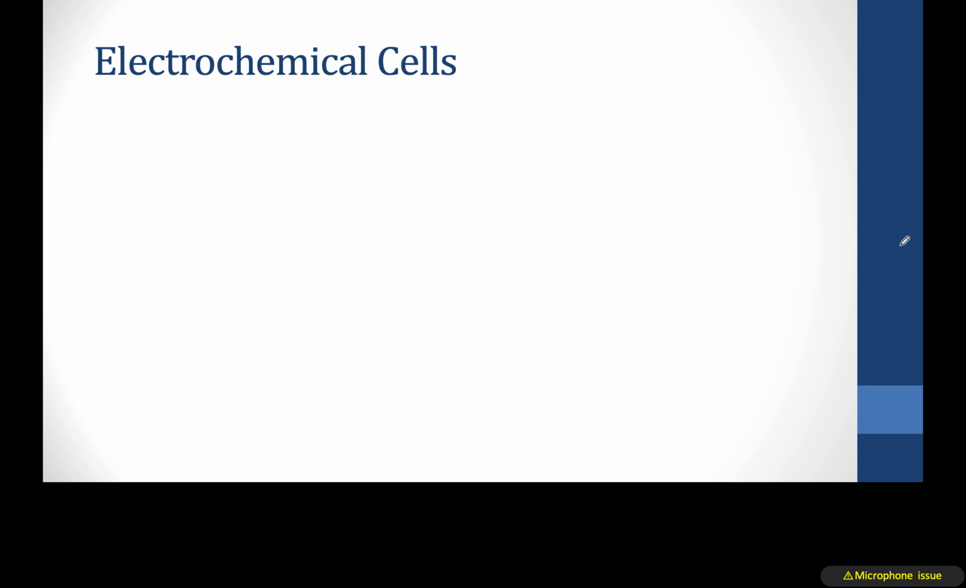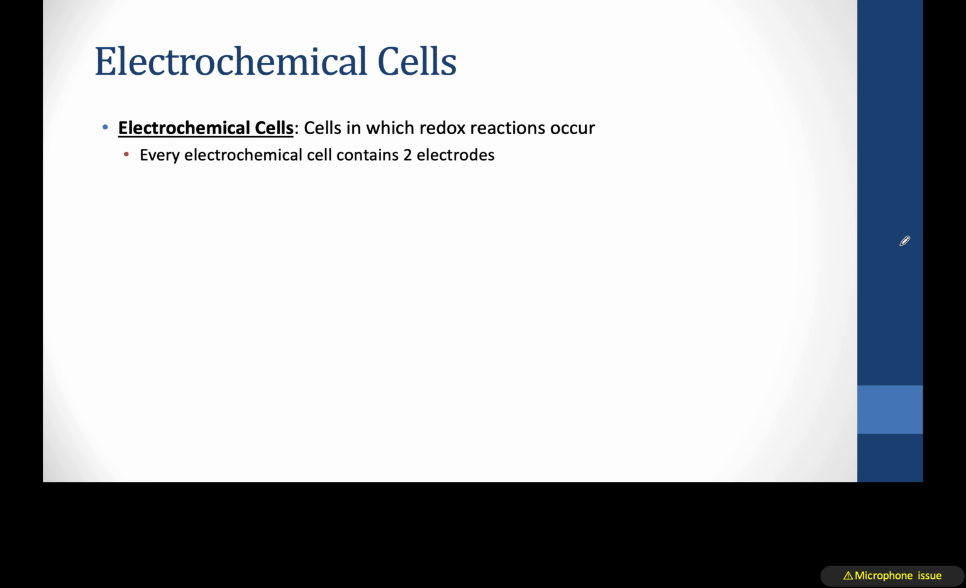So let's talk about electrochemical cells. An electrochemical cell is a cell where a redox reaction occurs. Every electrochemical cell has two electrodes. An electrode is just the site of either oxidation or reduction. So at one electrode, oxidation is occurring. At the other electrode, reduction is occurring.